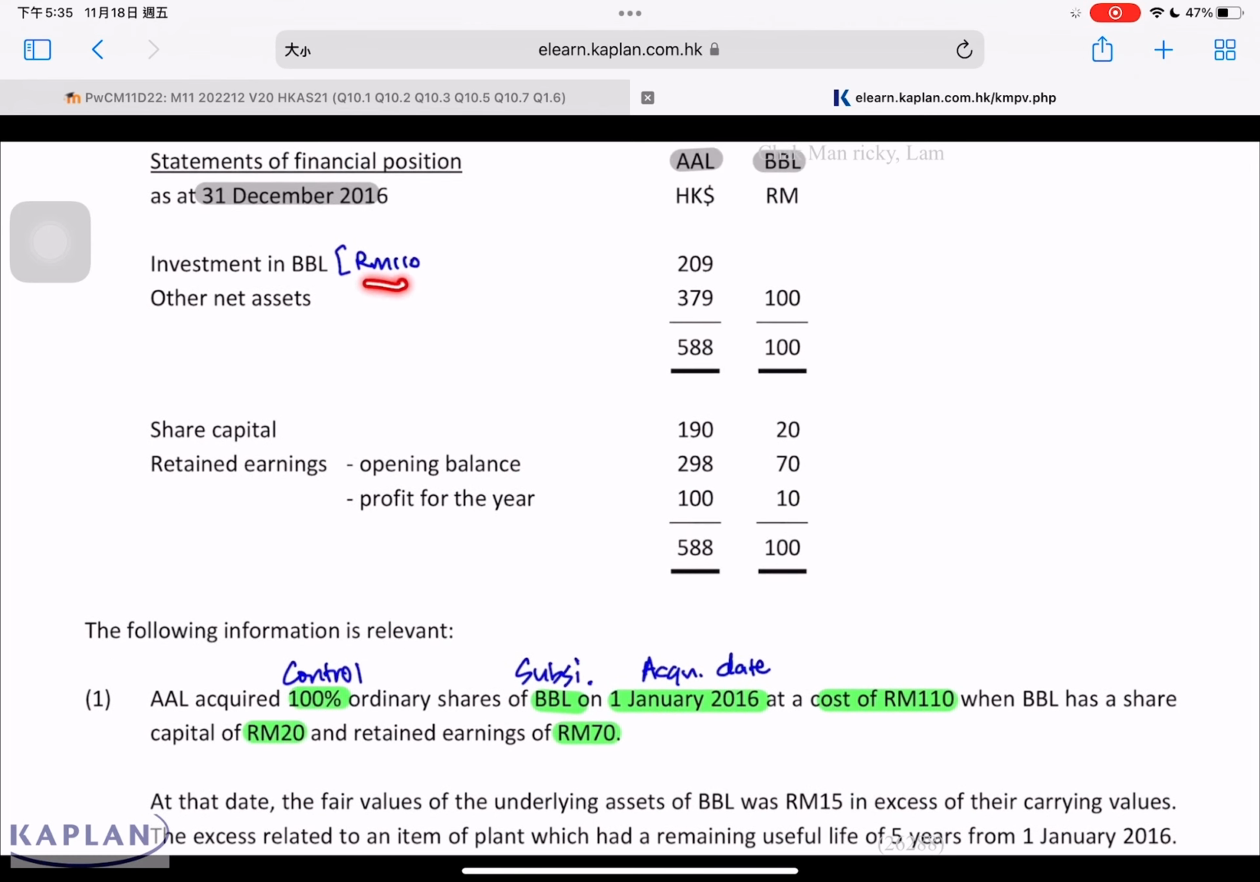This investment cost is recorded by the parent based on the spot rate on the day the parent acquired the subsidiary, which is 1st Jan 2016. On 1st Jan 2016, the exchange rate is equal to 1.9. 110 multiplied by 1.9 is equal to 209. In the separate financial statements, this amount is accounted for at cost.